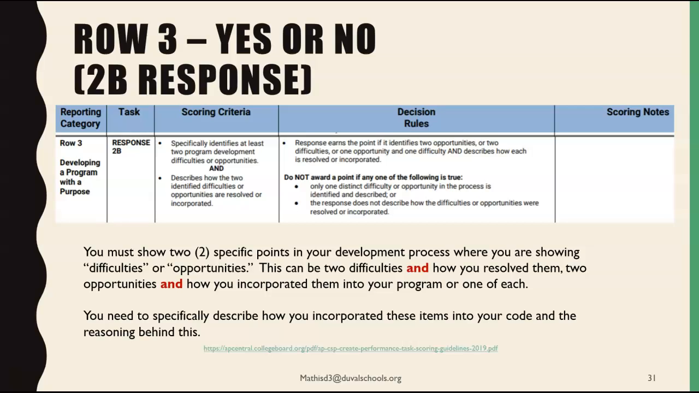This can be 2 difficulties and you have to show how you resolve them. Or it could be 2 opportunities and how you incorporated them in your program. Or you can have 1 difficulty and 1 opportunity with how you resolved it or how you incorporated it. You need to specifically describe how you incorporated these items into your code and the reasoning why.